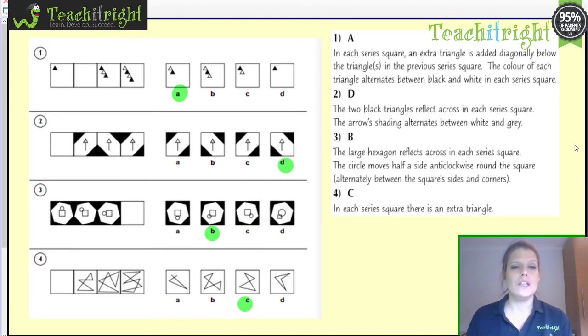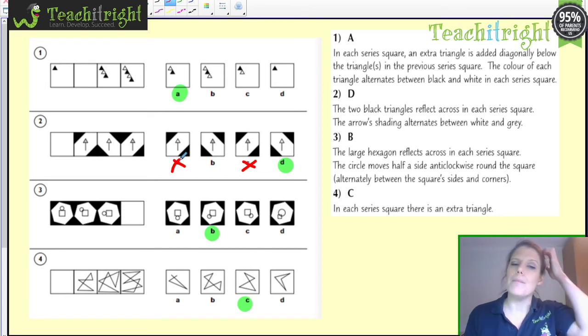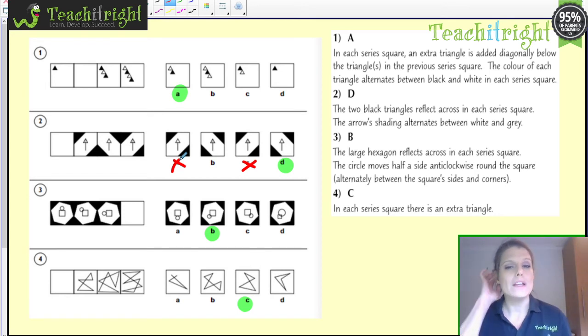So you needed to have the white shading going from top left to bottom right in that direction. And the arrow shading needed to be white. It's not as clear on the screen as hopefully it is in your book, but they're alternating between white and grey shaded arrows, which is why the answer was D.